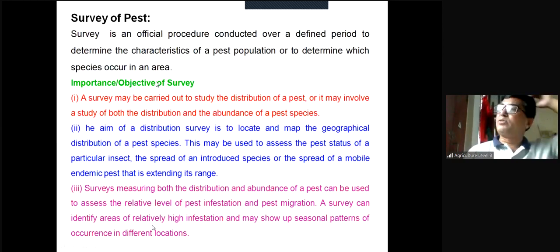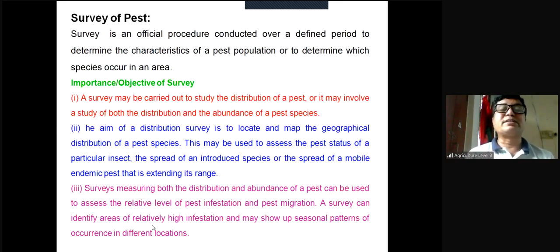Now the objectives of the survey, or importance of the survey. Why do we do an insect survey? A survey may be carried out to study the distribution of a pest. Distribution means, say for example, if you consider the rice stem borer, how they are distributed. They are randomly distributed or clump distributed or normally distributed, or scatteredly distributed, whatever. You can know the distribution of the pest.